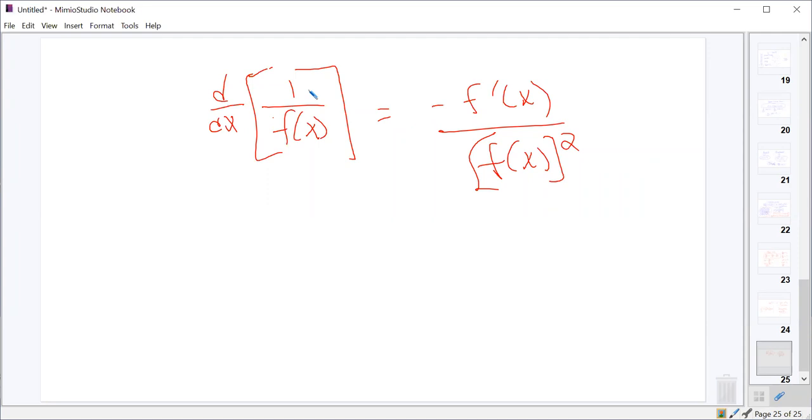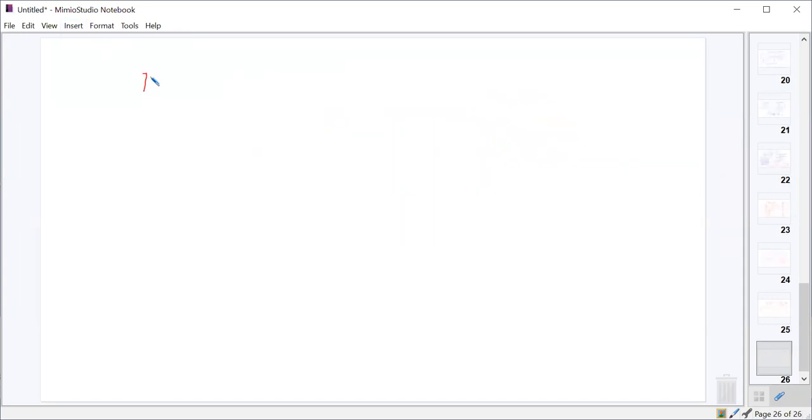And this is just a special case of the quotient rule where the numerator is a constant, but it's helpful to know. Sometimes it'll save you some time. The other important rule that you need to know with derivatives is the inverse rule. And this is one that lots of people struggle with.